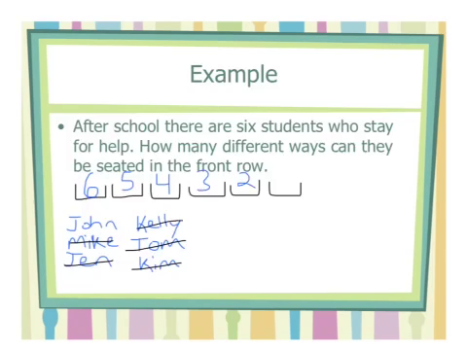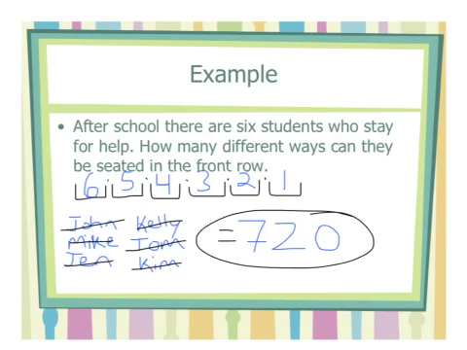And then there's, of course, 1 left. John has to sit there. So he chose his seat last. Now I can multiply all 6 of these numbers together to find out how many different ways these students can be seated. There are 720 different ways these students can be seated. We do 6 times 5 times 4 times 3 times 2 times 1 to get 720 possible combinations.